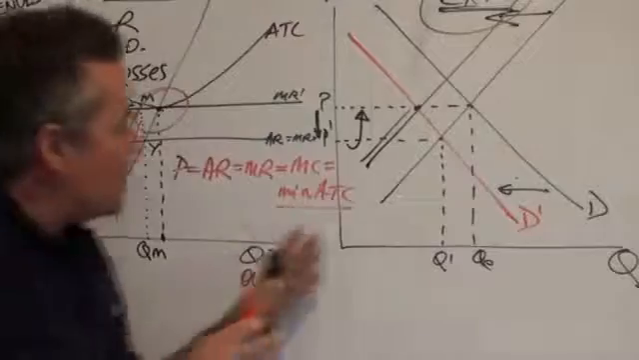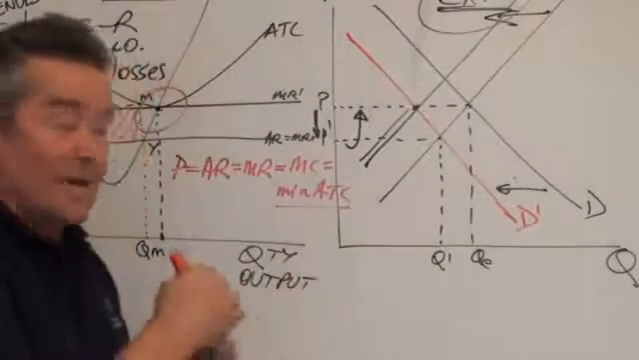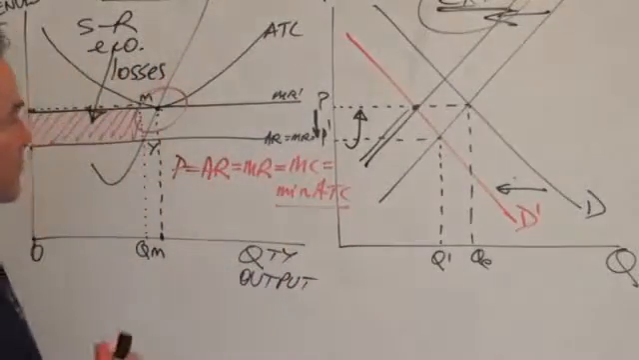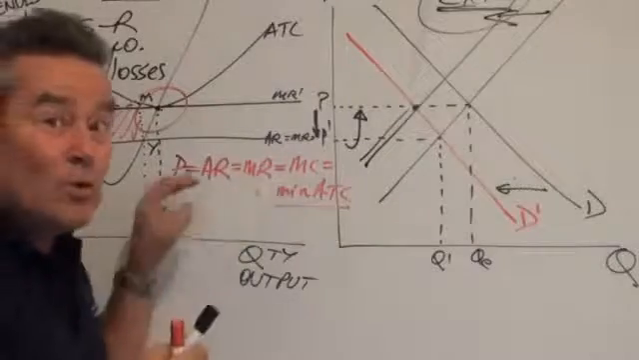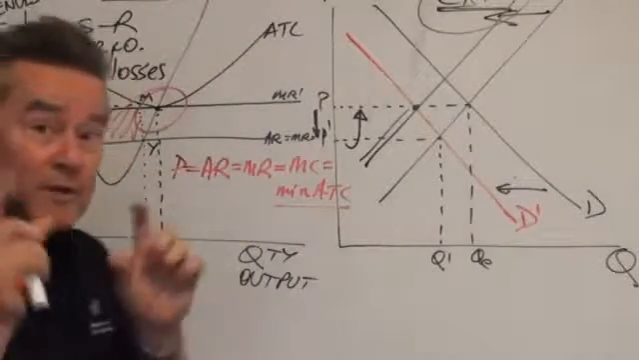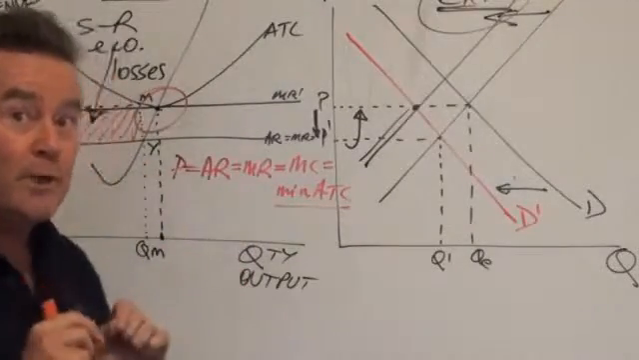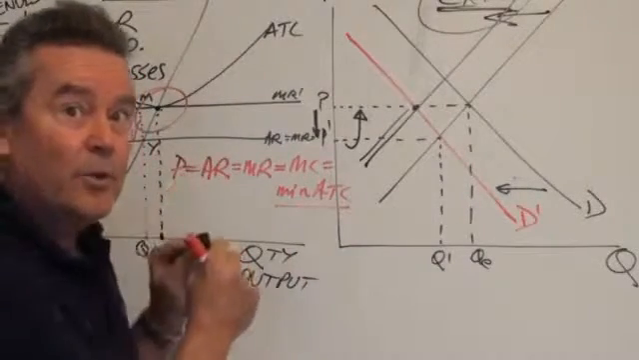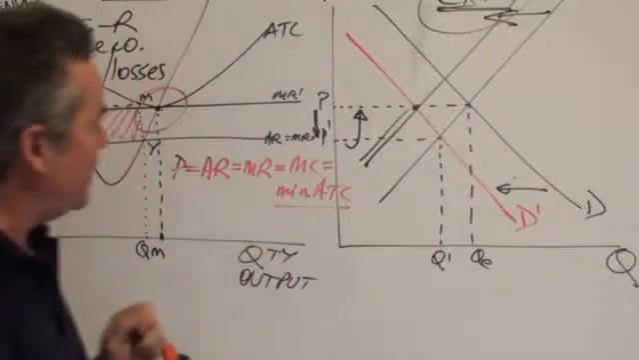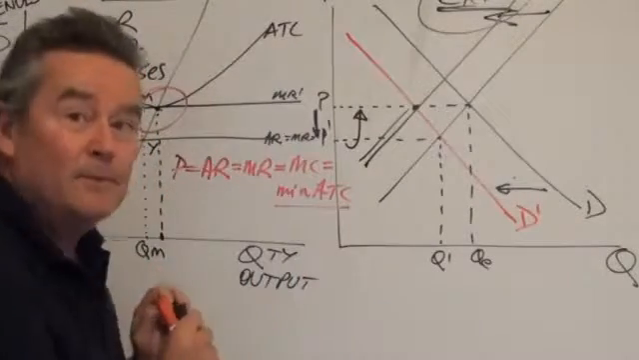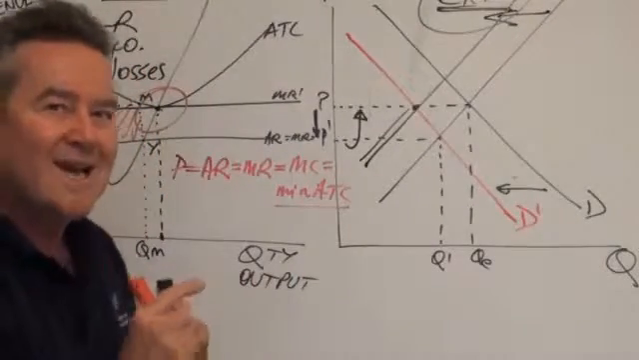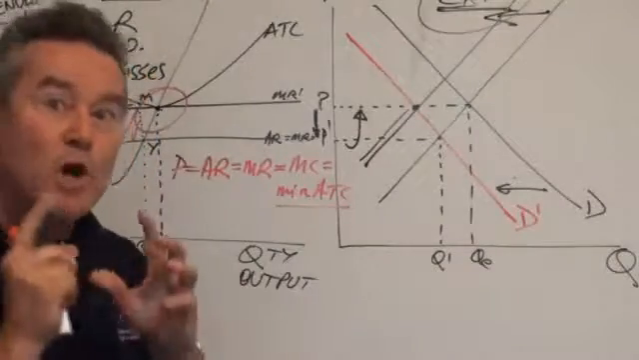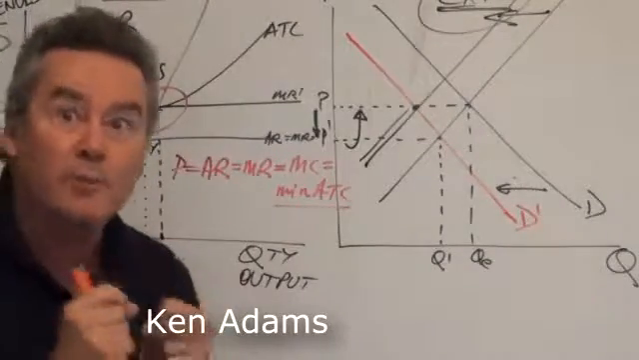So what we'll talk about at some stage in the future is that in our little triple equality here we can identify two really important little snippets. P equals minimum ATC, we call that productive efficiency, and P equals MC, we call that allocative efficiency, and we only find it in pure competition.